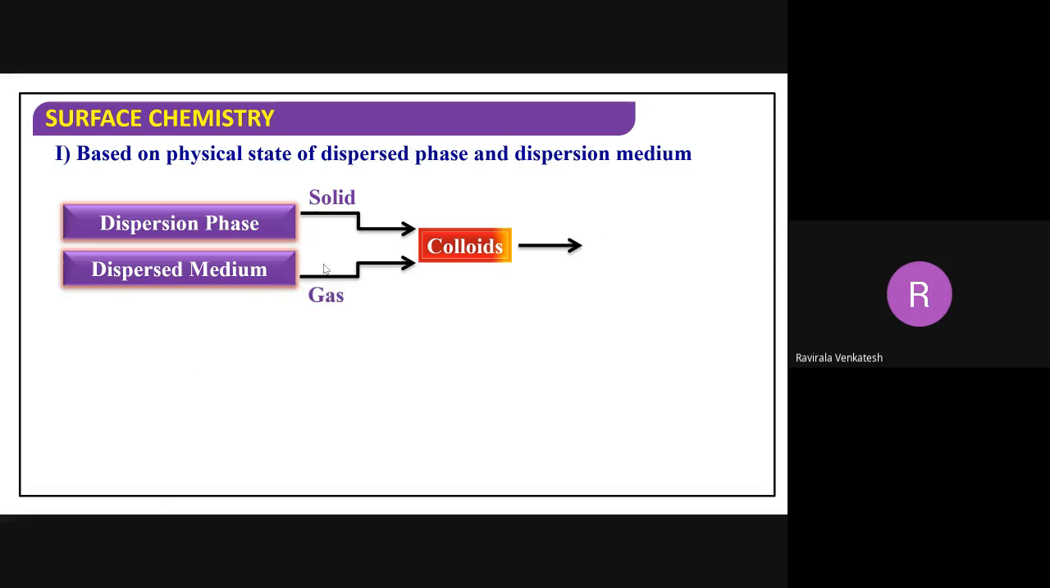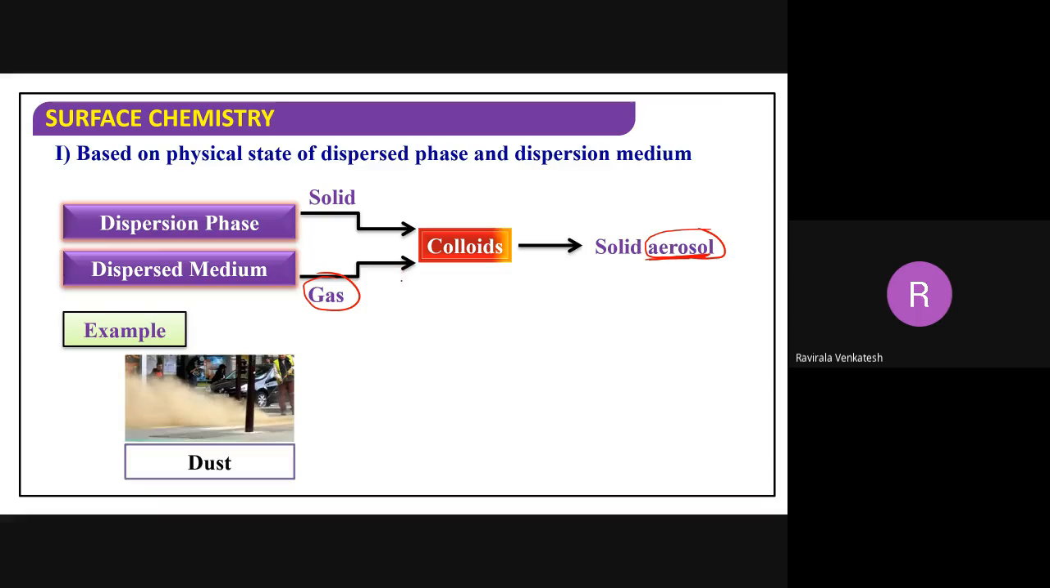Next, you see solid in gas. Here always remember the dispersion medium will be in large quantity when you compare with the dispersion phase. So gas is large quantity and the solid is less quantity. In that case, solid in gas can be called solid aerosol. Whenever you get aerosol, it means the dispersion medium is in gaseous state. Now, what type of examples can we take? Dust particles in air.